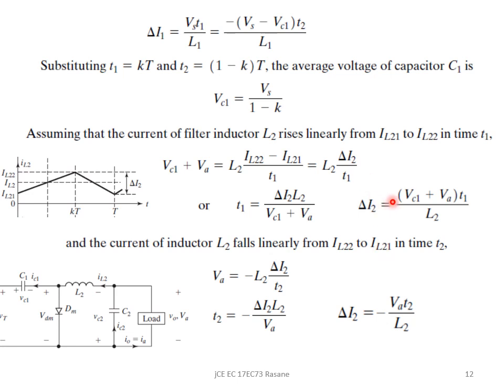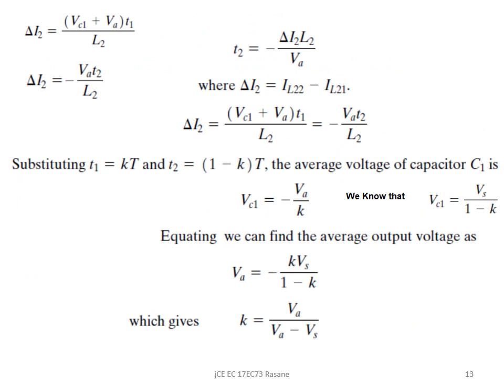So you can note that here also I have got delta I2 in terms of T1, and delta I2 in terms of T2. I can equate both of them since they are equal to delta. Both the I2s we will equate together, and after equating I get this particular expression. Then I will substitute T1 and T2 as I did for L1. After substituting, I'll get the average capacitor value for C1 again.